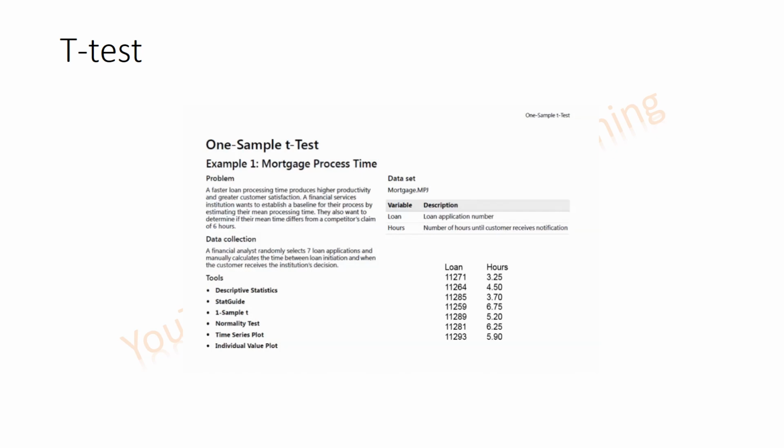Then, for the analysis, randomly select 7 applications, right? Because this is a big company, they have tens of thousands of loans. So they just randomly select 7, and they can calculate what's going on. I have the data here, just a loan number and the hours. For those 7 applications, they can manually calculate how long it takes to process the loan. We have numbers like 3.25, 4.5, 3.7, and so on. Some small numbers, also some big numbers.